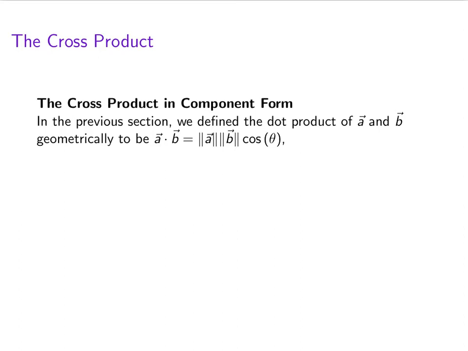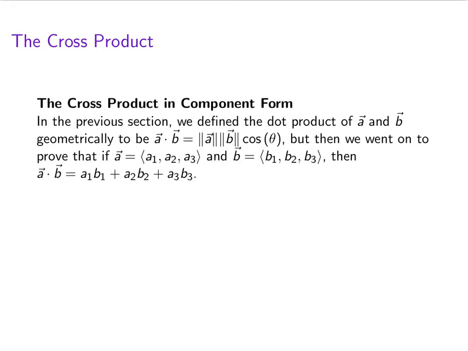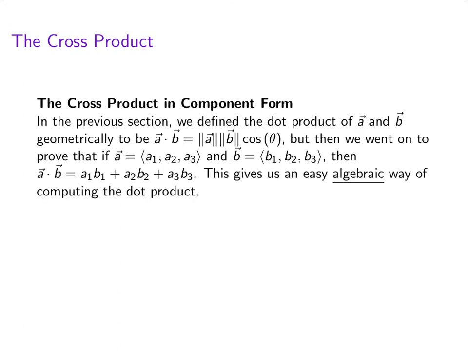Hello, calculus fans. Let's talk about the cross product in component form. Now, last section we talked about the dot product of A and B, and we defined it geometrically to be length of A, length of B, cosine theta. But then we went on to prove that if we had vectors A and B in component form, then we came up with this easy formula for the dot product. So this is a very easy algebraic method of computing the dot product.